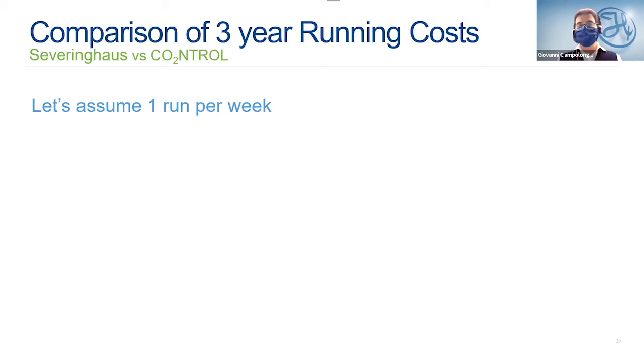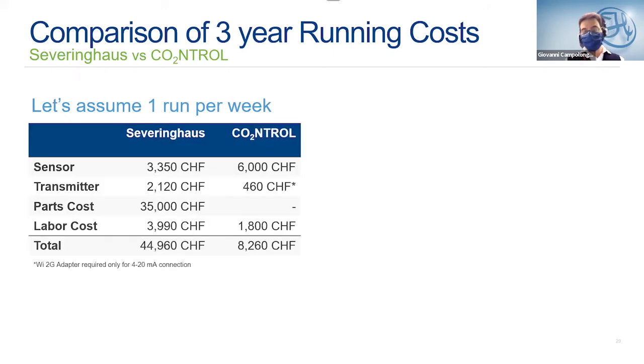Now, if you assume 1 run per week, which is quite a lot, so to say, for 3 years, if you scale it, you can imagine that we are speaking about 150 runs in 3 years, and 1 run is the one that I showed you before. So autoclavation or sterilization, process, CIP, and then all the rest. That is the cost that you have to sustain when working with the Severinghaus technology and the cost that you have to sustain when working with the optical technology.